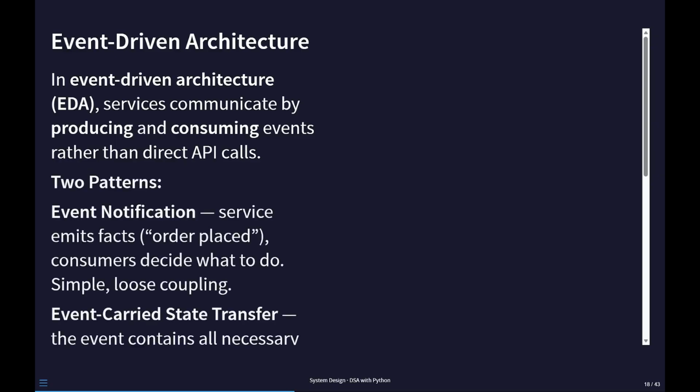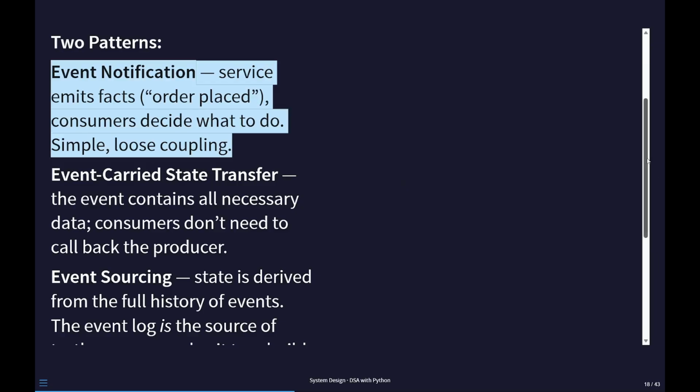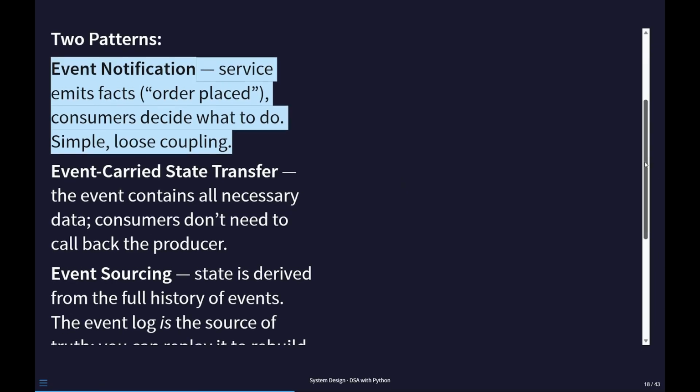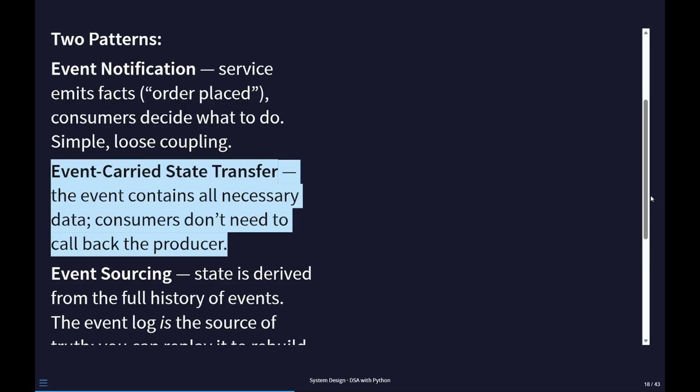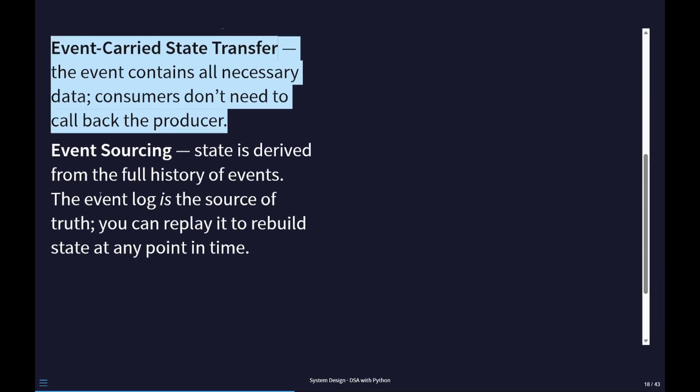There are 3 subpatterns within EDA. Event notification: a service broadcasts that something happened. Consumers decide what to do. Simple, and maximally loosely coupled. Event carried state transfer: the event itself contains all the data consumers need, consumer ID, order total, items, so downstream services don't have to call the producer back to get more information.